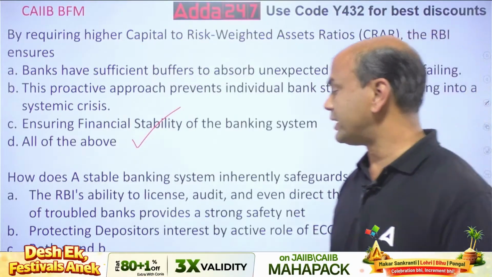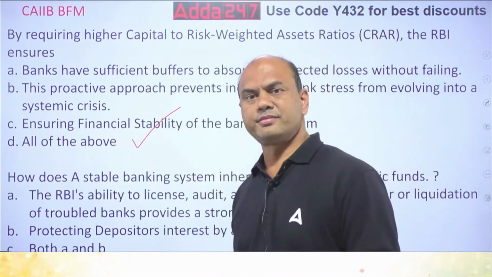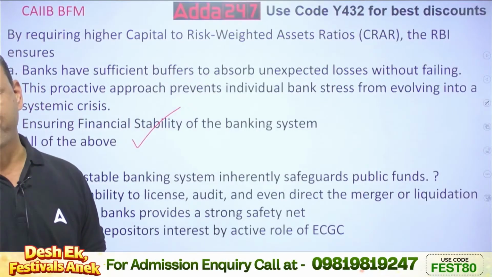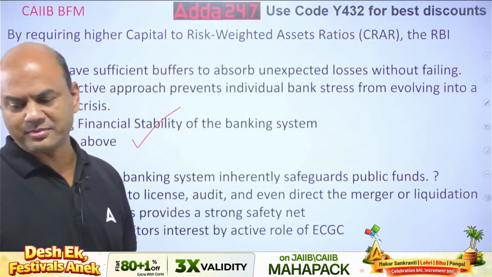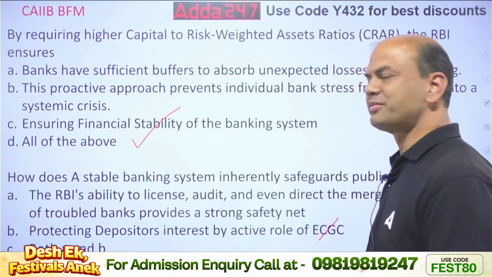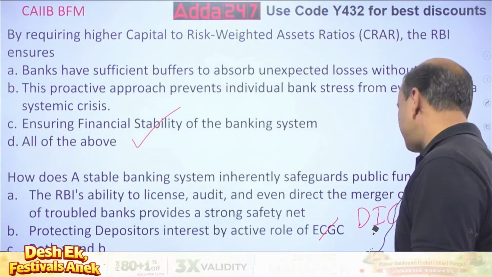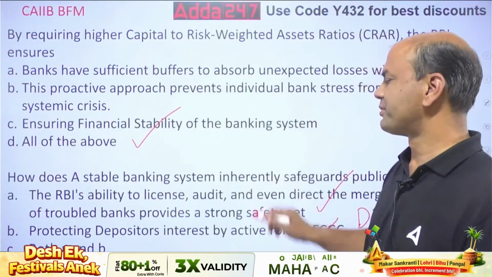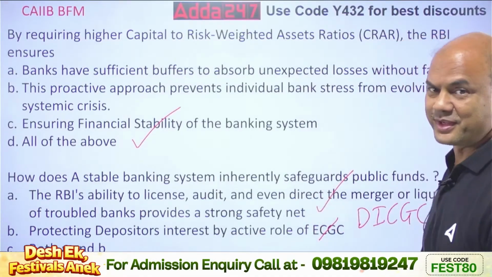So, both A and B, and none of the above. Type in the comment section, what do you think? Is it both A and B? How many of you say both A and B? The answer is not both A and B, because this answer is wrong. It is DICGC, right? If you want to protect investors' money, you are focusing on DICGC. ECGC is for export, so only A is correct. If you want B to be correct, you have to write DICGC here, not ECGC. Okay? Got it?